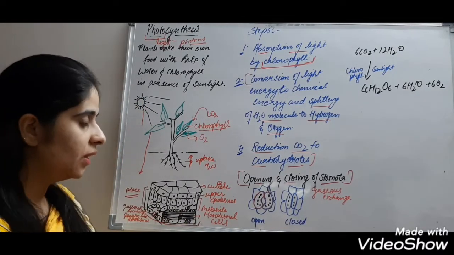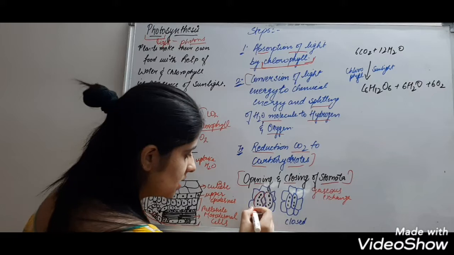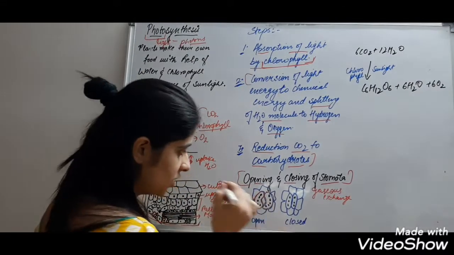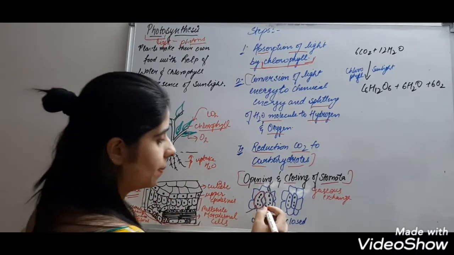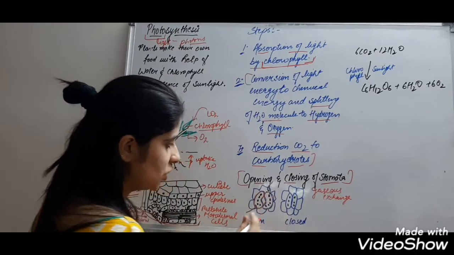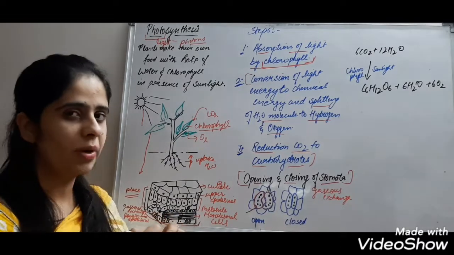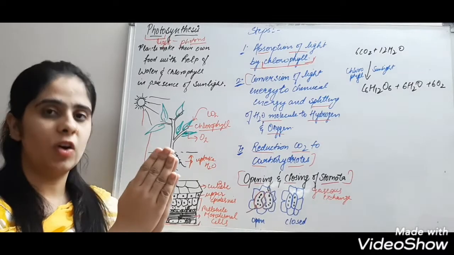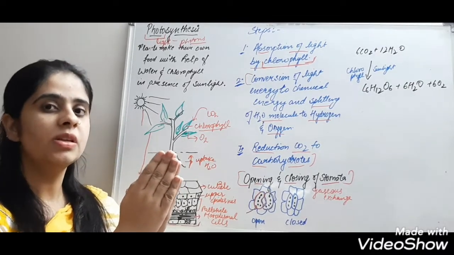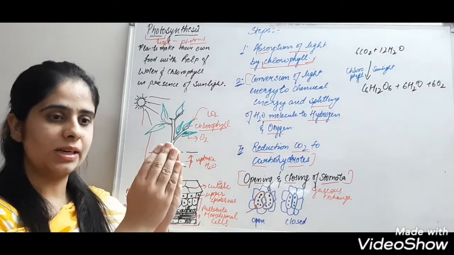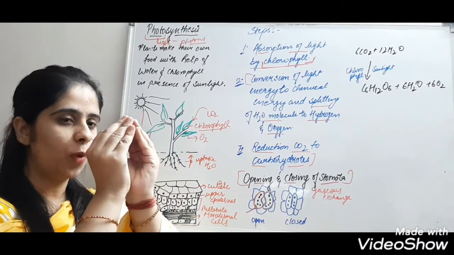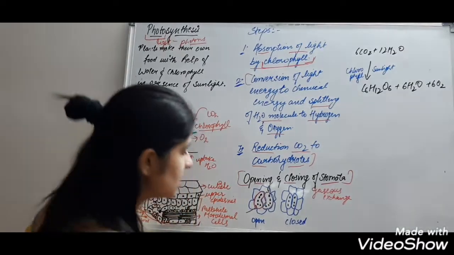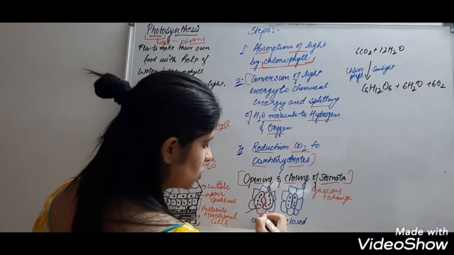What happens when the guard cells absorb water? They become turgid and swell up, and the shape becomes bean shaped. First of all, the stomata were closed like this. When they absorb the water, they become turgid and swell up, and a tiny pore is formed between the two guard cells. This tiny pore is known as the stomatal pore.